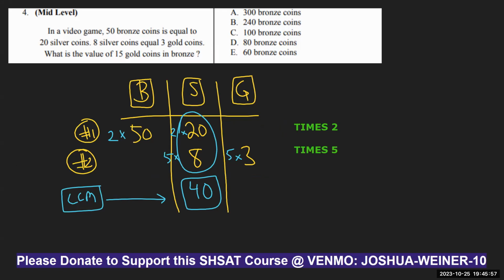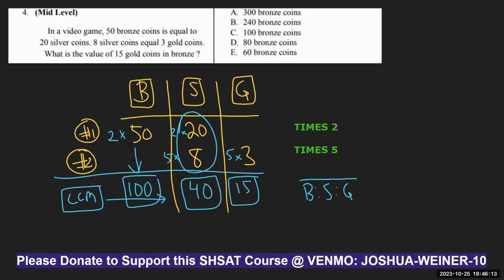Going back to the annotator, we have 2 times 50 is 100 bronze coins, and 5 times 3 would be 15 gold coins. So now we have the ratio of bronze to silver to gold as one statement. That's the ratio between all three. 100 bronze coins is equal to 40 silver coins, but it's equal to 15 gold coins. And that's what we were looking for, right?